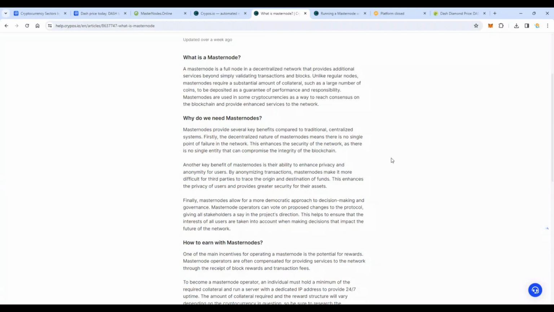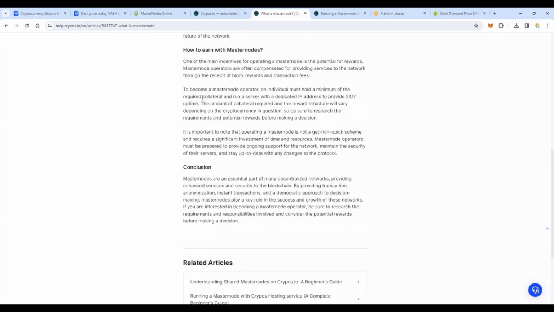Now, why do we need masternodes? So masternodes provide several key benefits compared to traditional centralized systems. Firstly, the decentralized nature of masternodes means there is no single point of failure in the network. This enhances the security of the network as there is no single entity that can compromise the integrity of the blockchain. This is basically integrity, security, and transparency. Another key benefit of masternodes is the ability to enhance privacy and anonymity for users. Finally, masternodes allow for a more democratic approach to decision making. This is what I was talking about, the DAO.